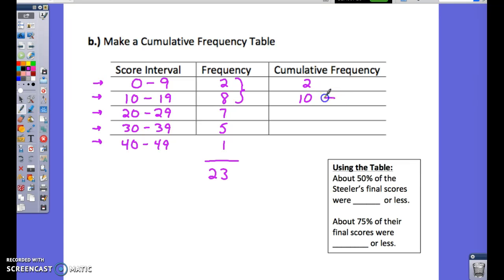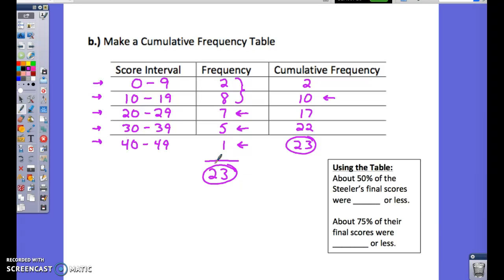So right now we have a total of 10 values. We have 7 more in this next interval, so that adds up to a total of 17. We're going to add 5 more from here, taking us to a total of 22, and then this last value, which takes us to a total of 23. So this number here should represent how many data values you have.